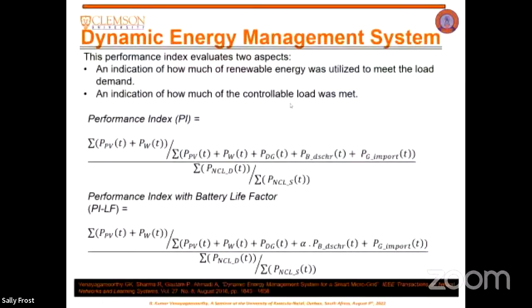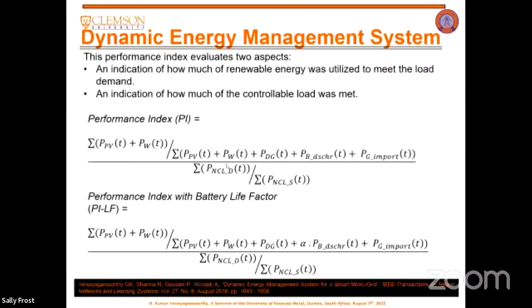The other thing is how much of the controllable load was met. If you met all of the controllable load, that means you didn't put your customers through load curtailing or demand response. You met all of the load, right? So ideally, the best performance would be you met all of the load from renewables. That would be the best scenario. Okay, so that means if this index is 1, that's the best.